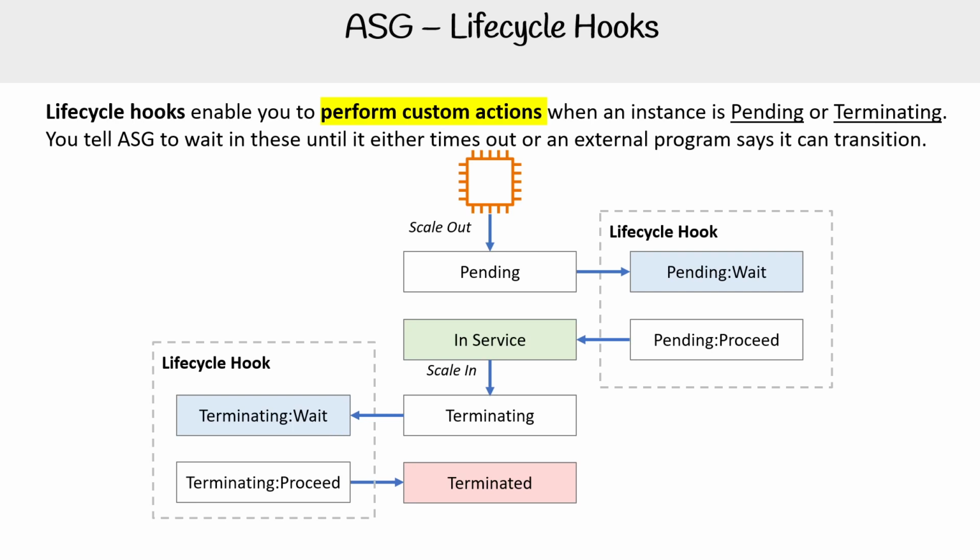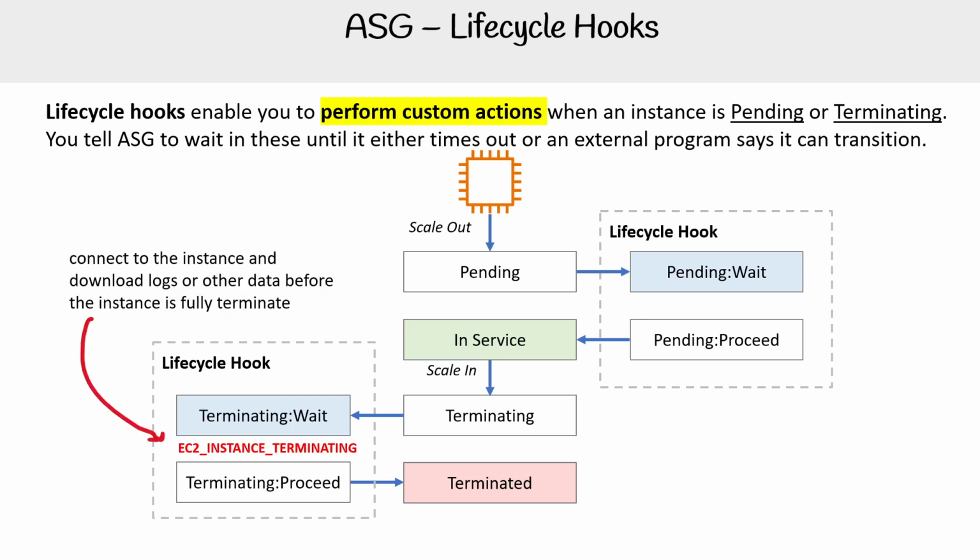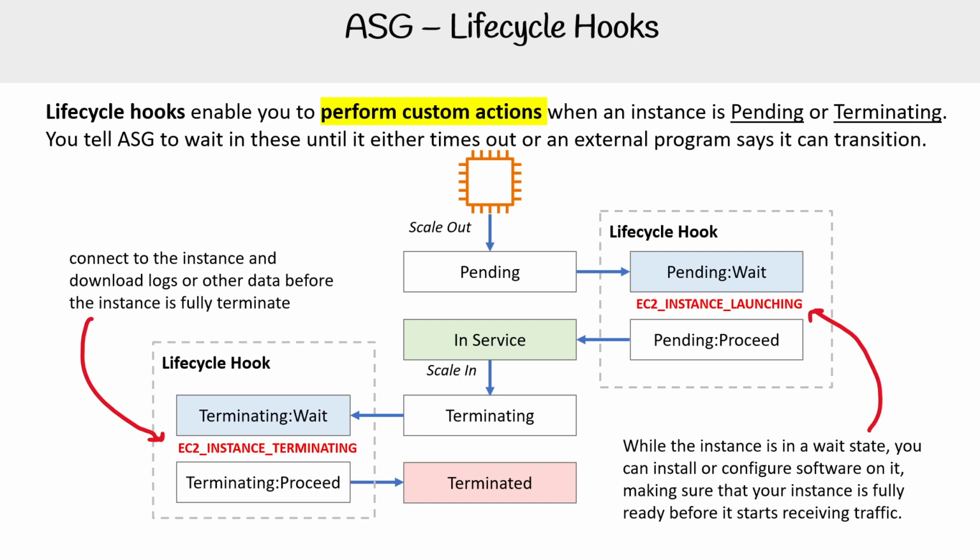So where are the hooks? They're in between those states. For terminating, we have one called EC2 instance terminating. That's what it's called underneath. And we connect to the instance, download logs, do whatever we need to do before we terminate it. And then there's obviously one for launching. This is where you can install, configure software, do whatever you need to do before it's ready to receive traffic.